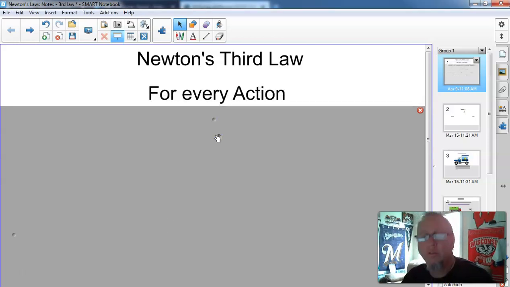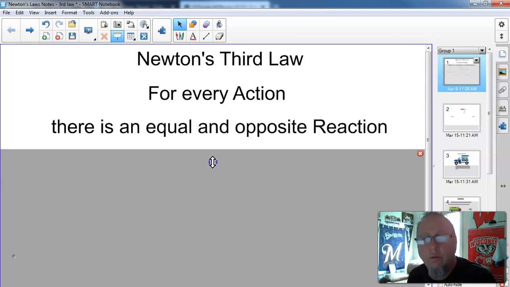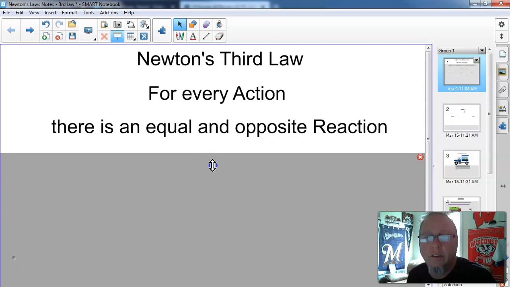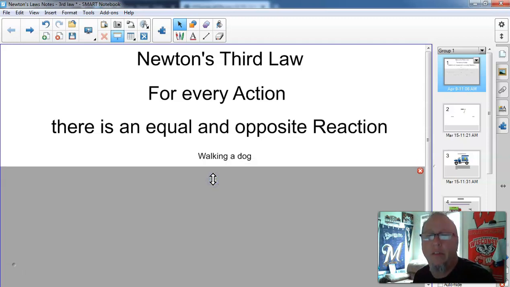I'll bet right now most of you could probably finish Newton's third law. For every action, there is an equal and opposite reaction. So I'm going to go through some examples of how that really truly applies to a real world thing.